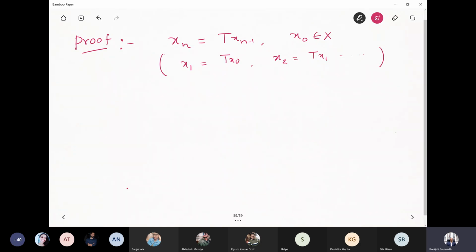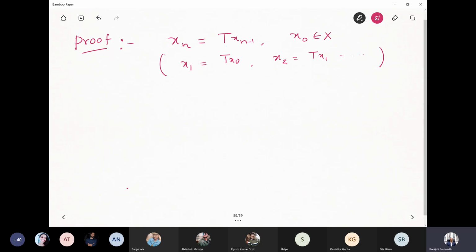In Picard iterations, I didn't write T, but we wrote xn equals x naught plus the integral from t naught to t of f of s comma xn minus 1. If we write this as our T, then we have it. So basically the idea is Picard. These iterations are known as Picard iterations, or successive approximations.